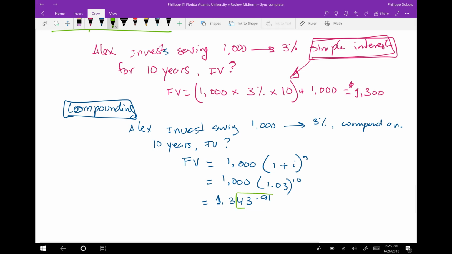Okay, I know what most of you are saying is that, well, the difference between the simple and compounding is only $43.91. But remember, here we're only talking about $1,000. What about if that was $1 million? That would be quite some change. So it's very important to know the difference between simple interest and compounding.